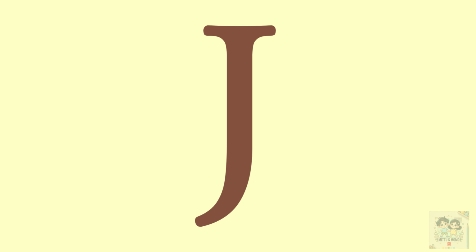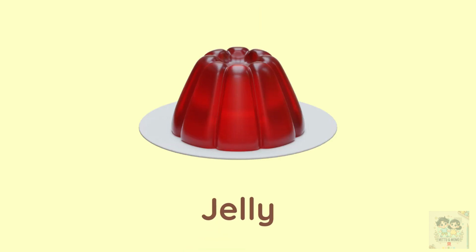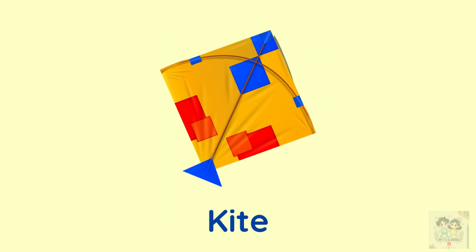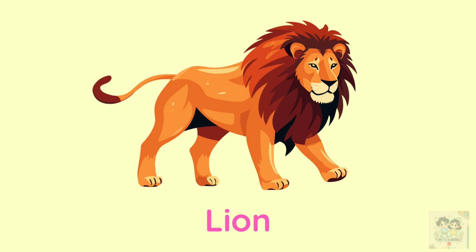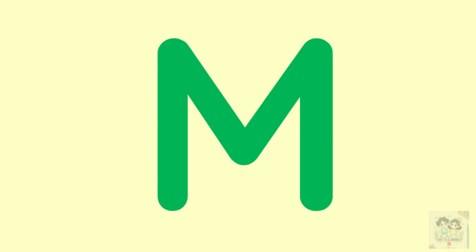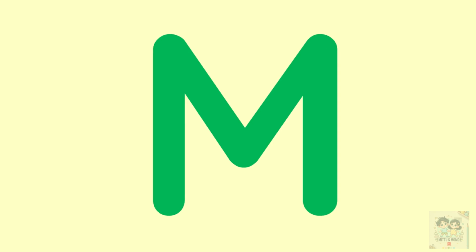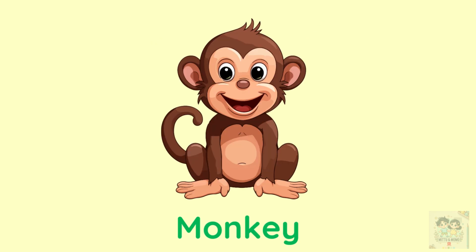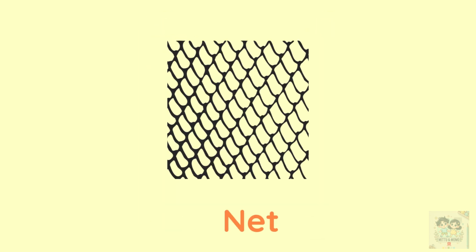J. J is for jelly. K. K is for kite. L. L is for lion. M. M is for monkey. N. N is for net.